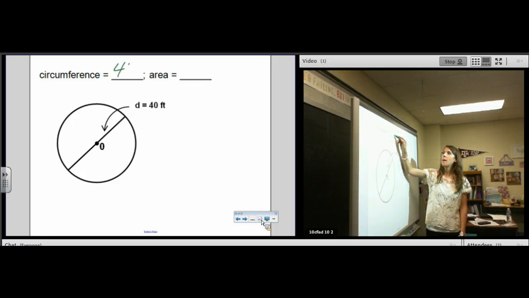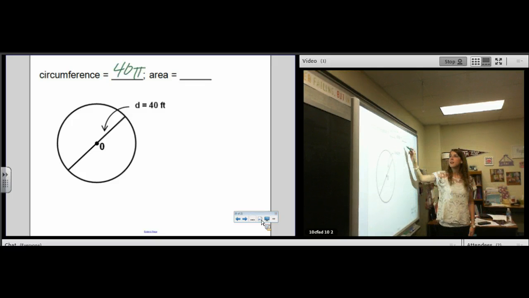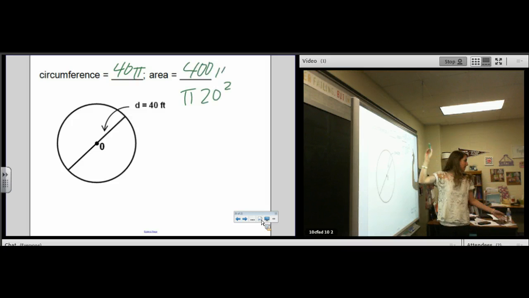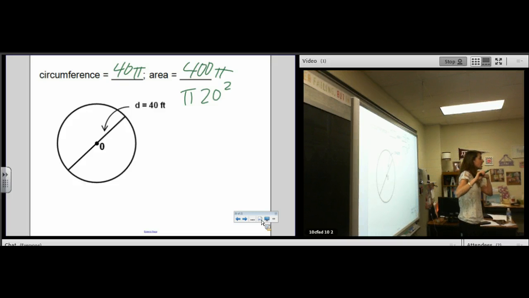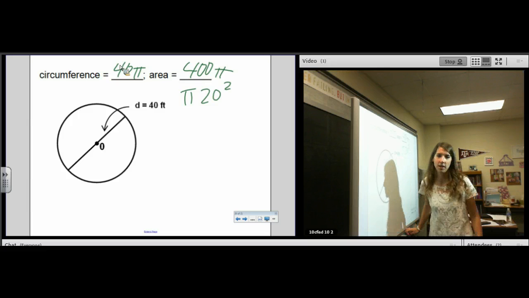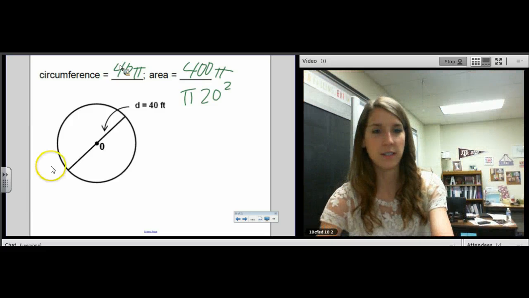So, pi d, yes. And then pi r squared. Actually, square it. Yeah. 400. Very good. You got it. All right. Y'all are going to do great. Fabulous. Counted the ones that got it.